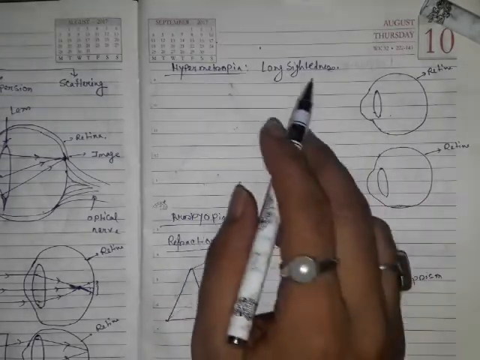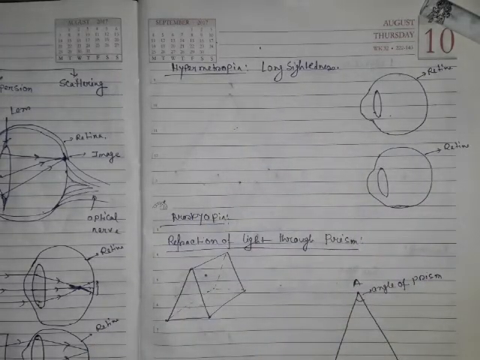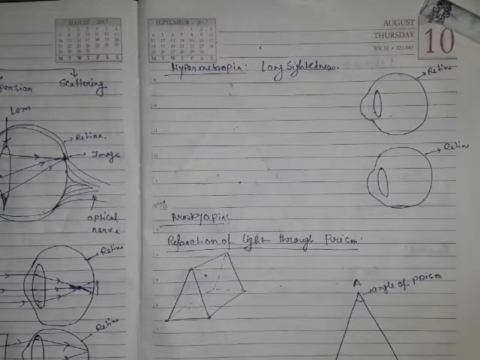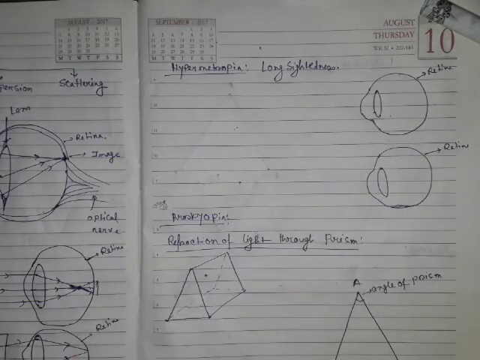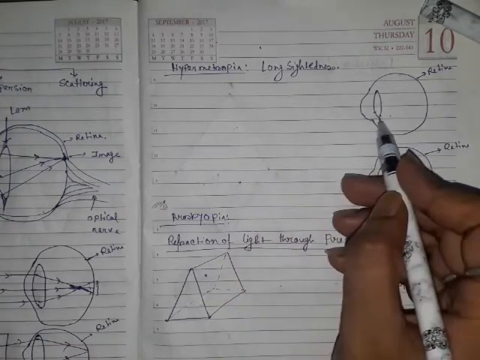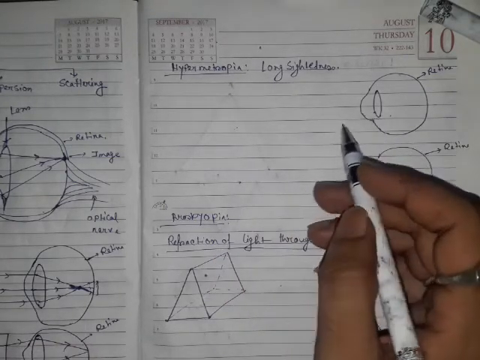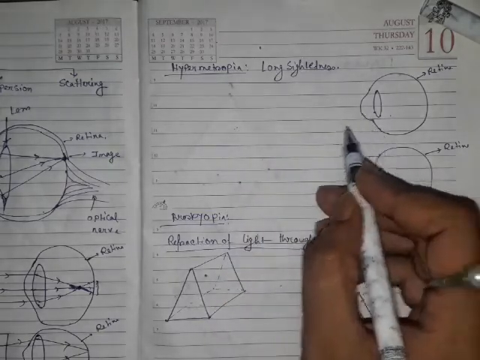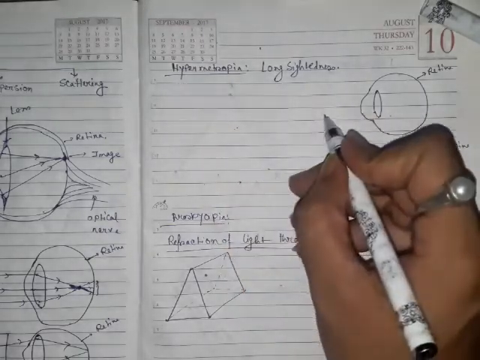So hypermetropia is long-sightedness where a patient can see a distant object, but is not able to see a closer object clearly. Why does this happen? This is again due to some kind of change in the eye lens, or maybe in the ciliary muscle, so that some kind of problem can happen.